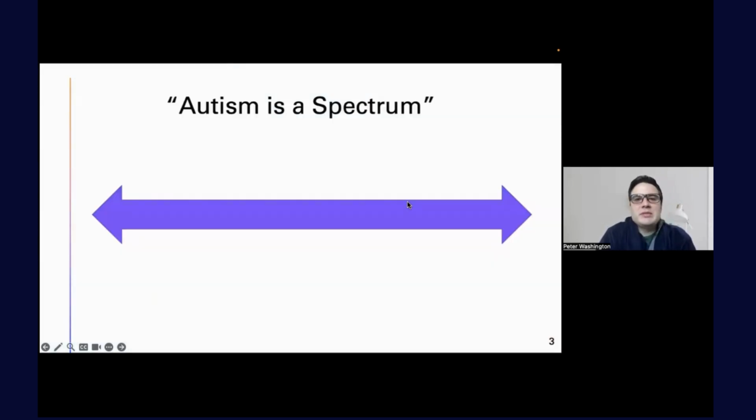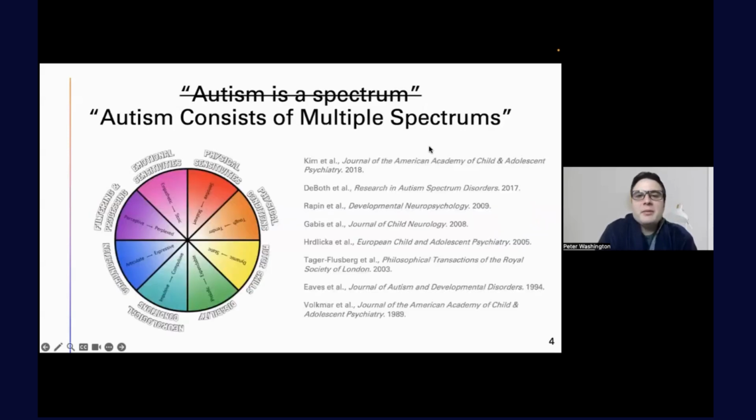When you hear people talk about autism, you've probably heard it referred to as a spectrum, where anyone with autism falls somewhere on this 1D spectrum. That's actually an incredibly misleading way of conceptualizing autism, because the literature supports that autism is many different spectra. For example, a spectrum of emotional sensitivity, a spectrum of motor skills, etc.